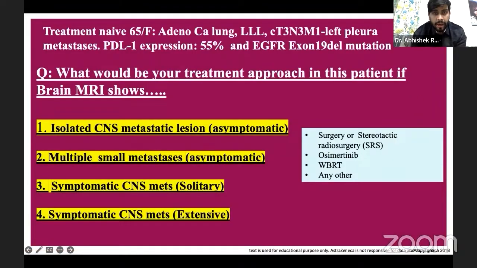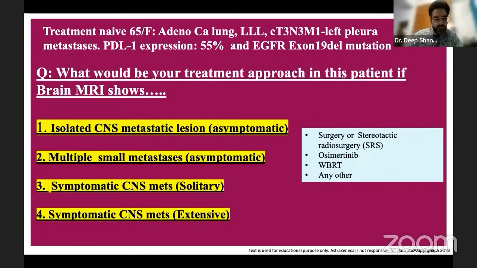So just let me ask Dr. Deep now. What would be your treatment approach in this patient if brain MRI shows, number one, isolated CNS metastatic lesion, which is asymptomatic? Number two, and so on. You can take this question and answer all four questions, sir. Dr. Deep.